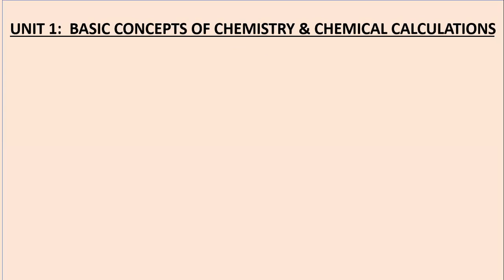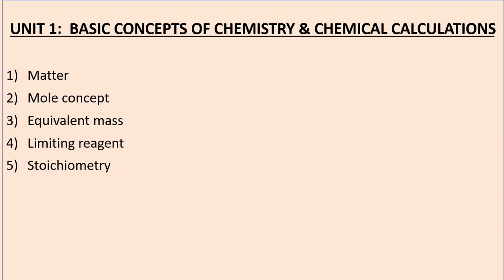basic concepts of chemistry and chemical calculation. In this unit, we are going to study the basics. That is, first the matter, then their classification based on physical and chemical properties, and next elements, compounds, and then mixtures. Another important concept is the mole concept, which was proposed by Avogadro, and equivalent mass, limiting reagent, stoichiometry. The next will be the redox reaction.